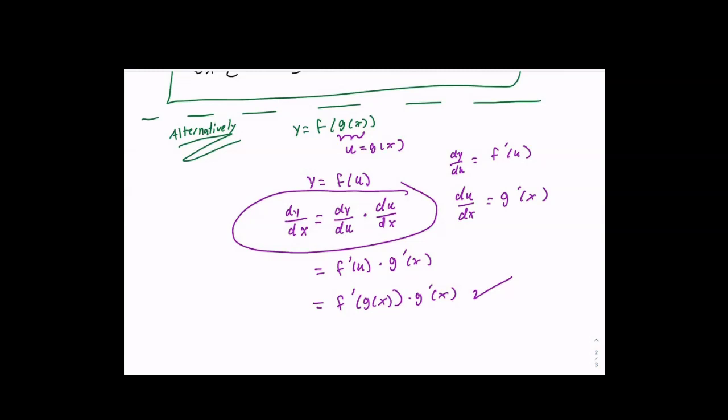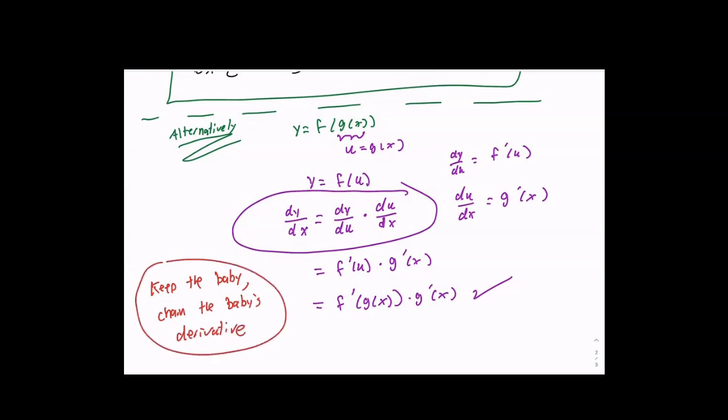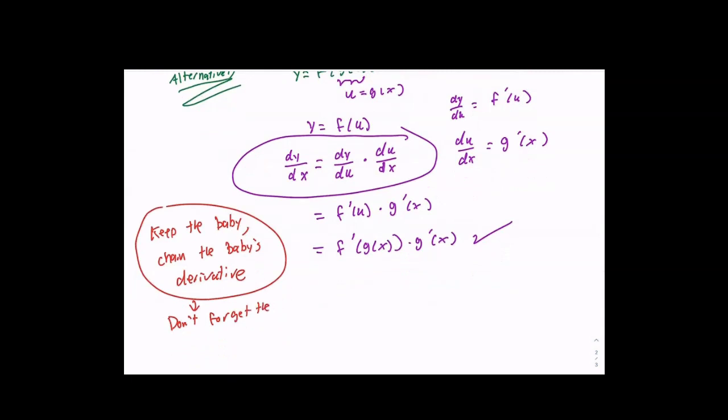The chain rule is a very important rule of differentiation in calculus. Very, very important. Whenever you see a function within another function, you have to link it. But the main thing that you need to do is to keep the baby and then chain the baby's derivative. I will often say, don't forget the baby. And when I say don't forget the baby, I really mean two things. Don't forget to leave the baby inside, and don't forget to take the derivative and multiply by the derivative of the baby.